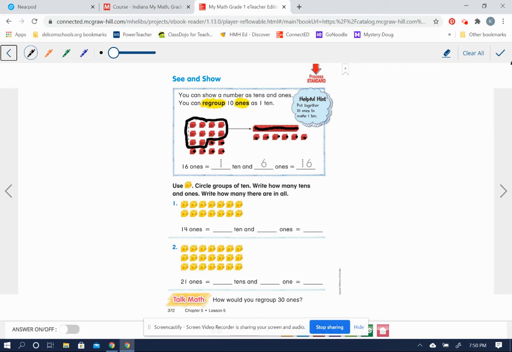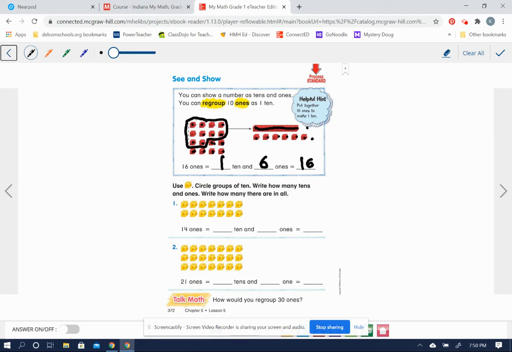And then if we group 10 of them together to make a stick or a rod, then we have 1 ten and 6 ones. But both groups equal 16. This is 16 ones. 1, 2, 3, 4, 5, 6, 7, 8, 9, 10, 11, 12, 13, 14, 15, 16. 16 ones. And this is 16 in tens and ones.